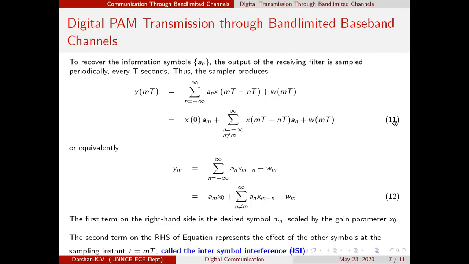See over here, if you observe the second equation, what have we done? The same terms are present: x of mT minus nT into an. The position of an has been interchanged. n from minus infinity to plus infinity, but n not equal to m. So one term has been removed from this summation and is kept over here, that is x of 0 into am. There is a purpose for this.